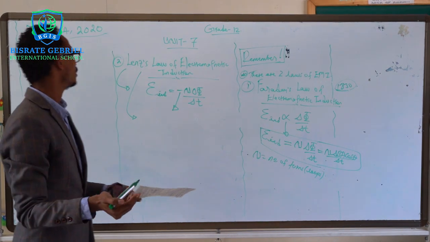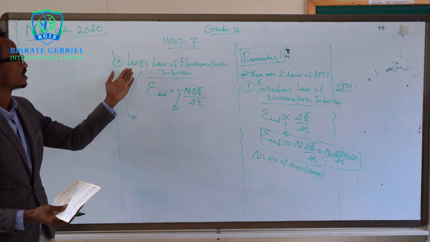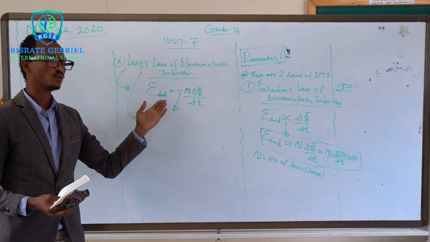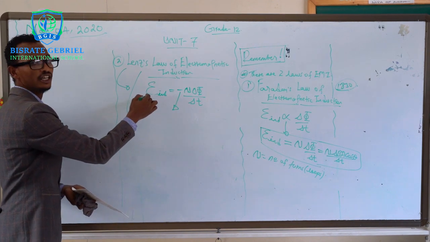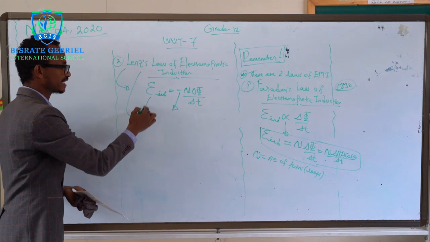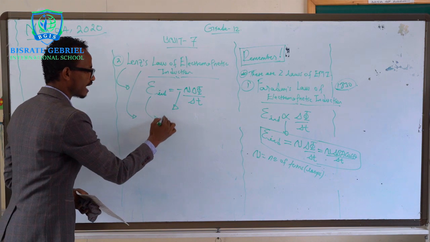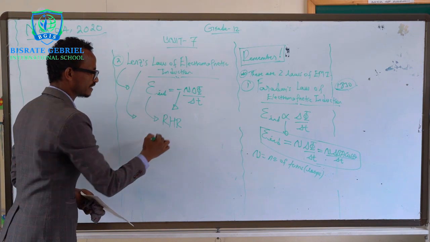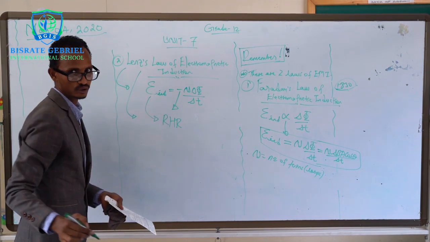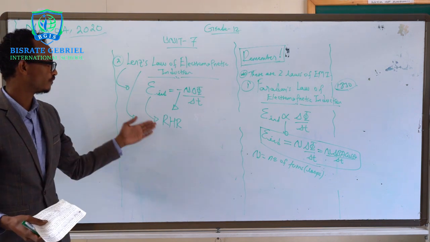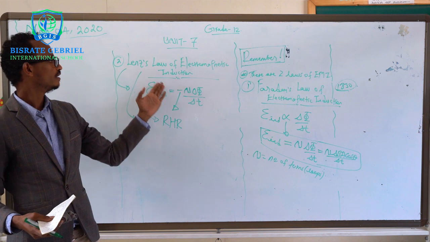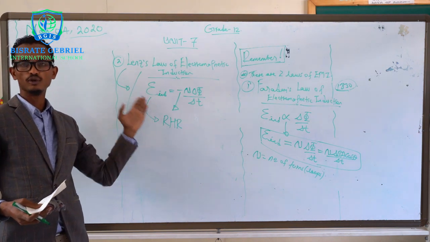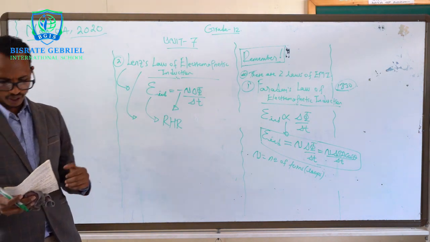If you want to describe the direction of induced electromotive force, we can use the right hand rule, abbreviated as RHR. The direction of the induced electromotive force can be found by the right hand rule. So by using the right hand rule, we can easily describe the direction of the induced electromotive force.